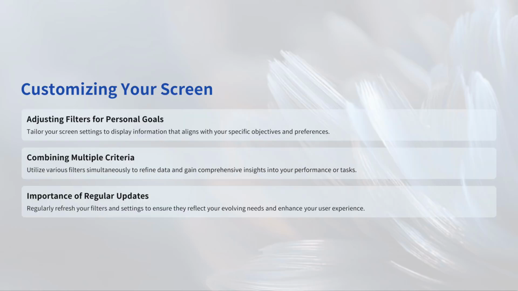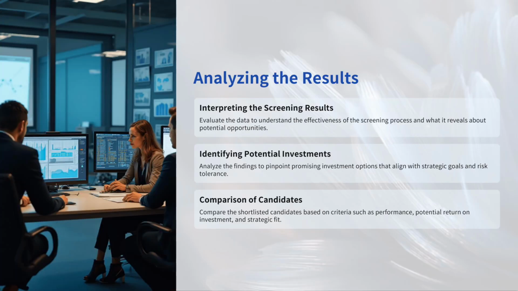Customize your screen to reflect personal goals by adjusting filters for growth, income, or risk tolerance, and combine multiple criteria to refine results for a specific thesis. Regularly update those filters so they reflect current market conditions and your changing priorities, keeping your screening process practical and aligned with your strategy.